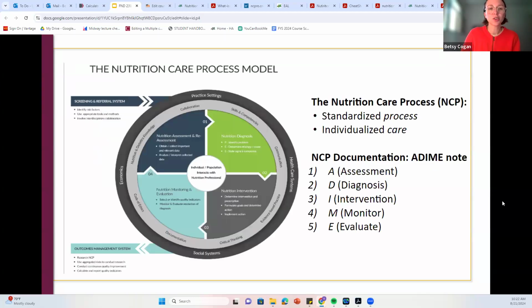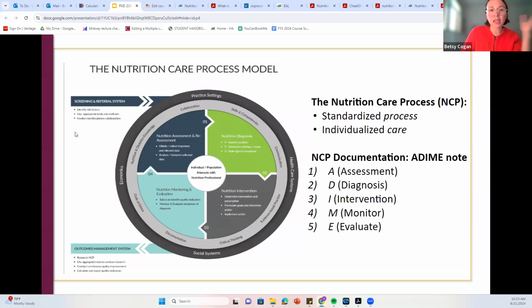So again, this is the nutrition care process, or NCP. It is a standard process, but it's a standard process that allows us to give individualized care. If we look at this diagram, we have potentially different ways to hear about or get connected with a patient. So there's screening or referrals that could happen where a risk was identified and we are getting called in to provide an assessment, to provide care. And so this is pinging us to the nutrition care process.